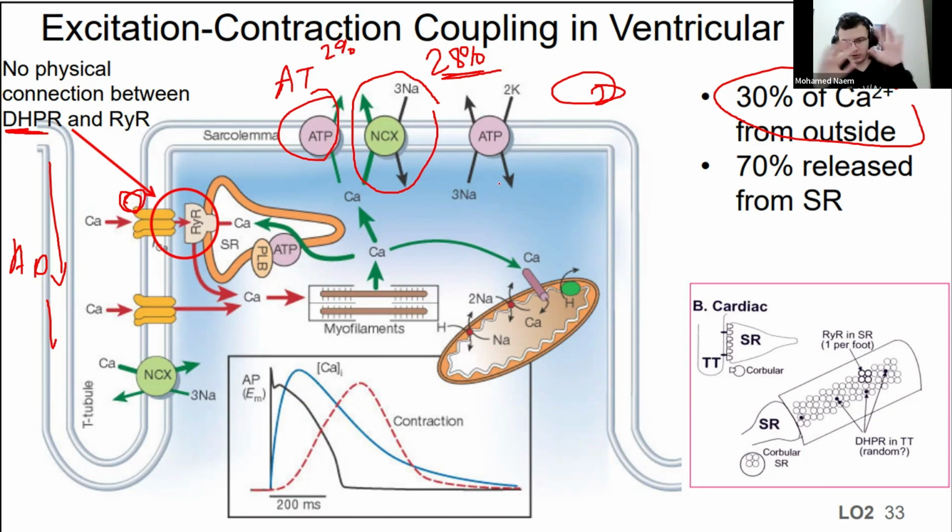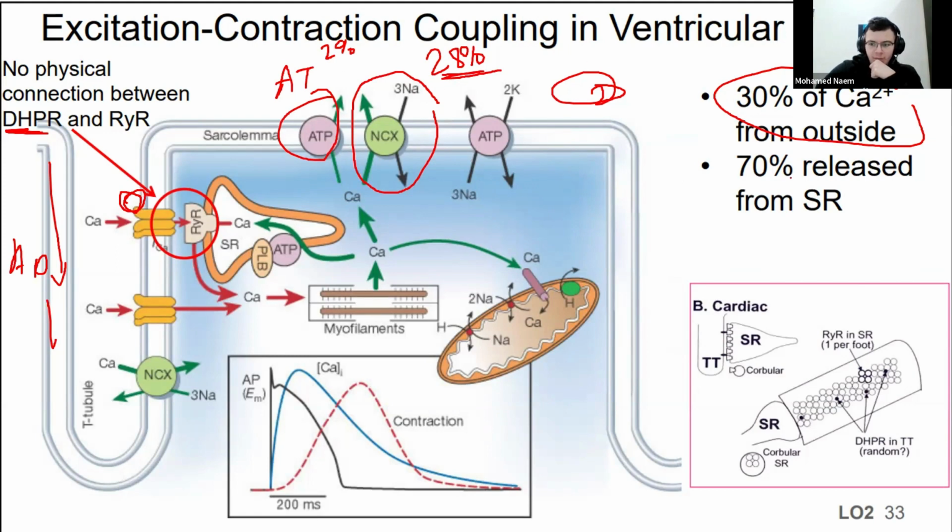So the whole 30% that we got from outside the cell from the T tubule, now we got it all out again, right? 28% by the exchanger, 2% by the ATPase. Is this clear, guys? Are the two channels clear? Do you want me to repeat anything about that? Okay, they're clear. So now 30% is outside the cell.